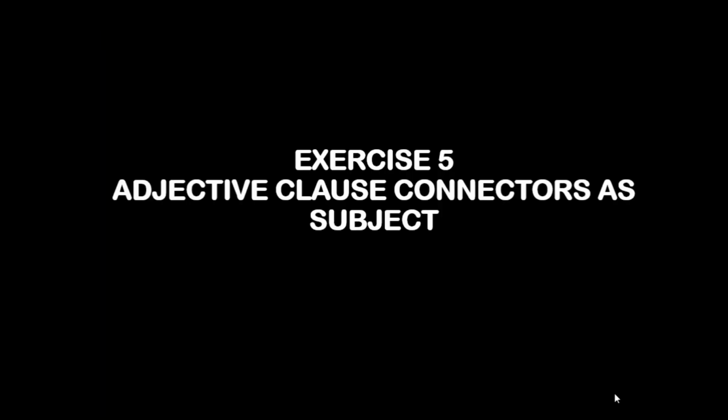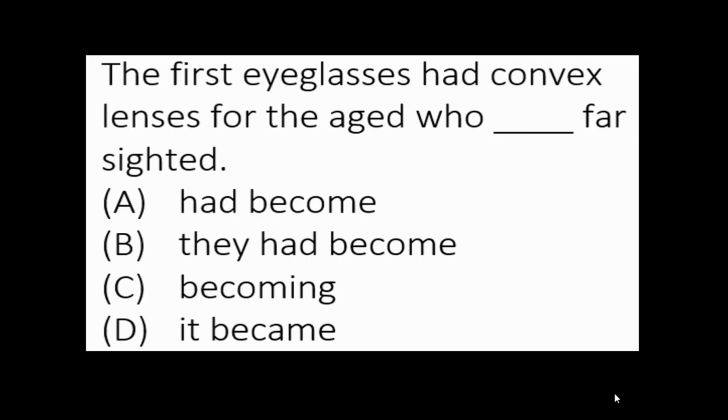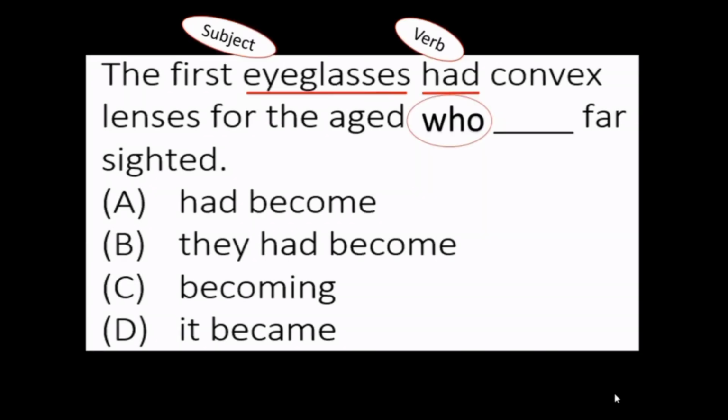We are coming to the last exercise. Exercise 5 is about adjective clause as subject. Here is the example. Let's find the subject and verb. Had is the verb, and eyeglasses is the subject. And we also find who as the connector. The connector who is followed by a verb. Had become is a verb.